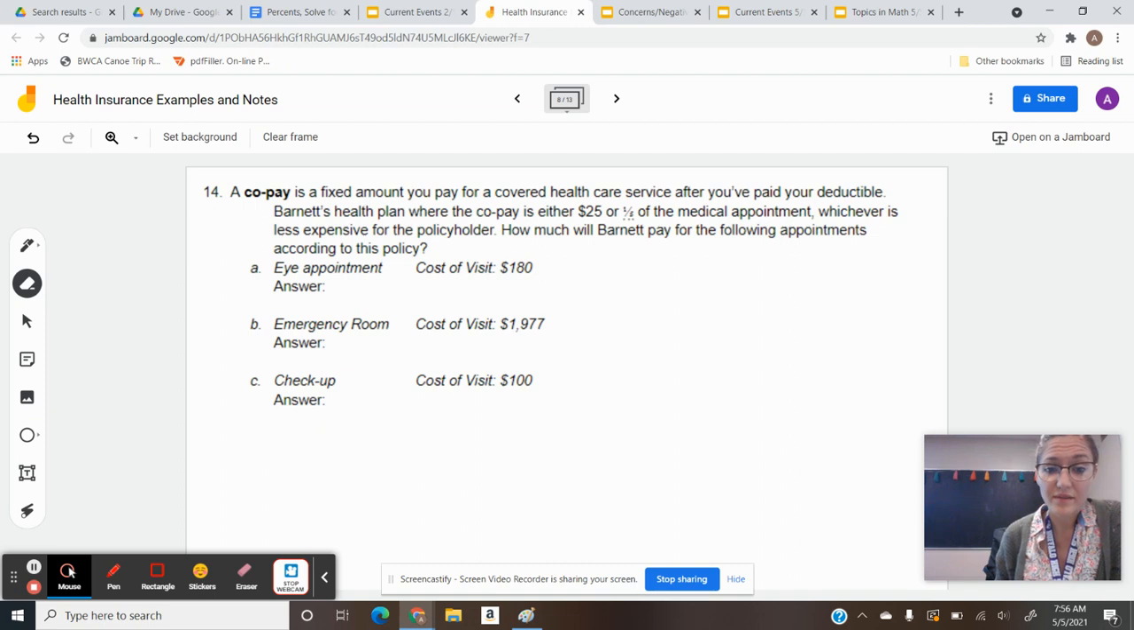Barnett's health plan has a copay that is either $25 or 1/5 of the medical appointment, whichever is less expensive for Barnett. How much will Barnett pay for the following appointments? So what you're going to do for A, B, and C is figure out, would it be cheaper for him to pay 1/5 of the medical appointment or $25? Whichever one's cheaper is going to be your answer.